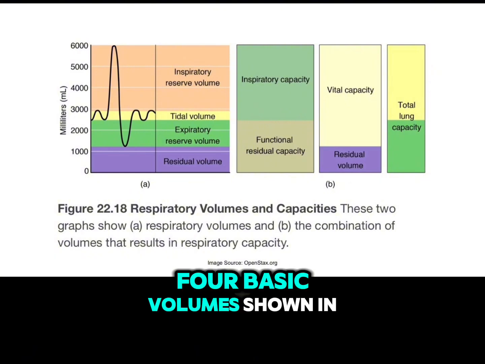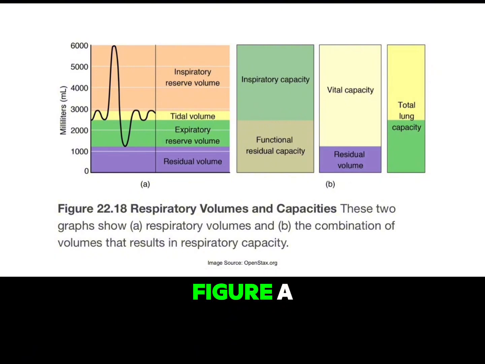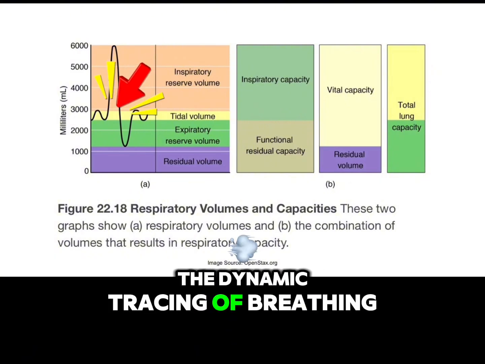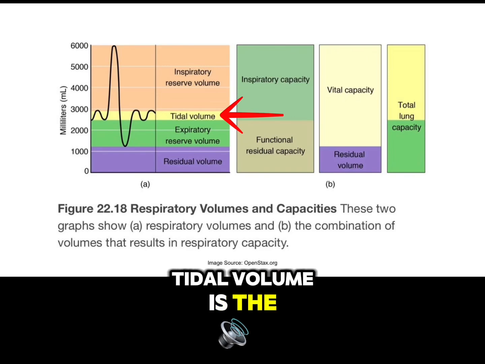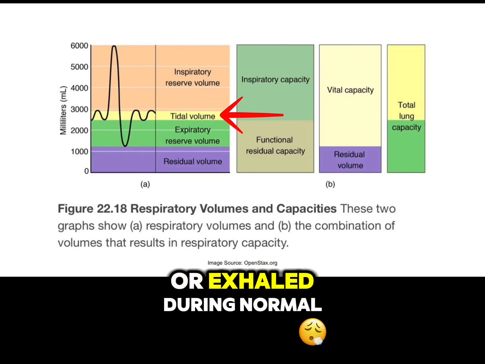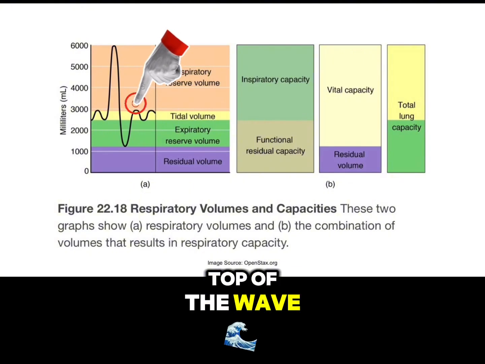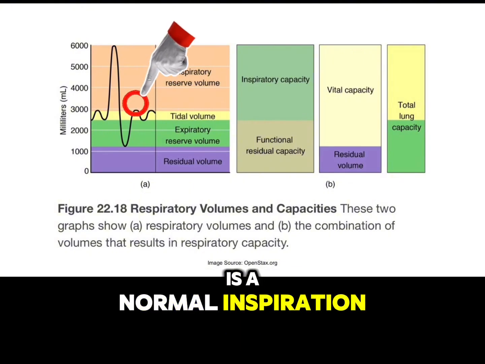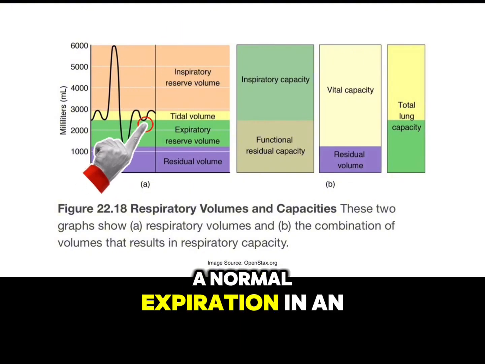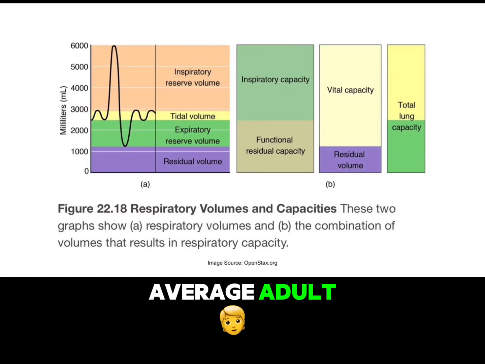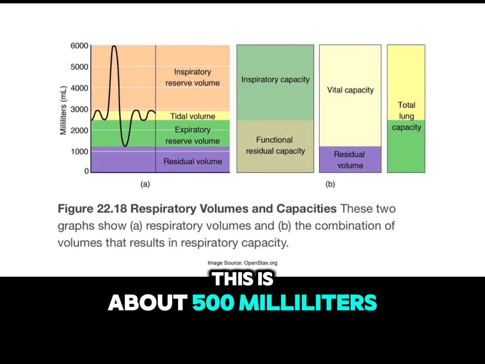Let's start with the four basic volumes shown in Figure A, the dynamic tracing of breathing. Tidal volume is the amount of air inhaled or exhaled during normal, quiet breathing. At the top of the wave is a normal inspiration, and the bottom is a normal expiration. In an average adult, this is about 500 milliliters per breath.